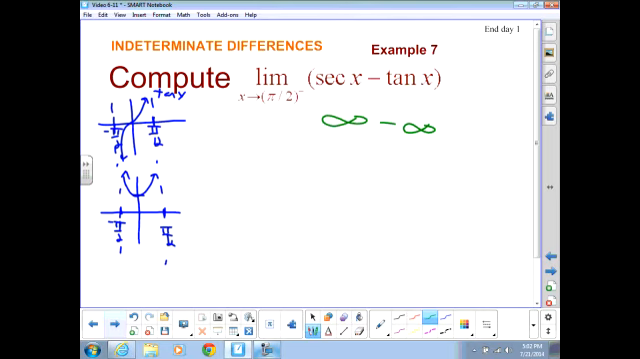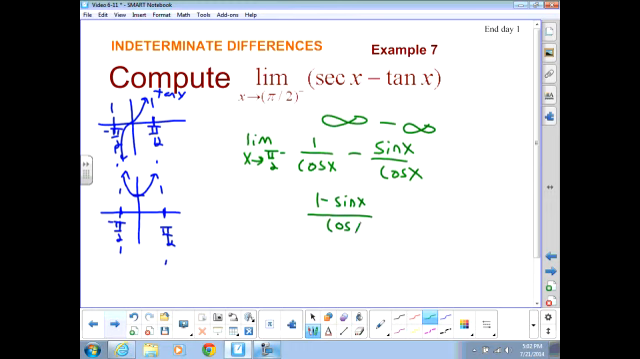Again, I mentioned we want to get common denominators, bring it all together as one fraction, and then we'll take it from there. So we are going to rewrite this as the limit as x approaches pi over 2 from the left. And we're going to rewrite secant as 1 over cos x minus tangent we'll write as sine x over cos x. Because now we already have a common denominator, and we can just bring it all together as 1 minus sine x over cos x.